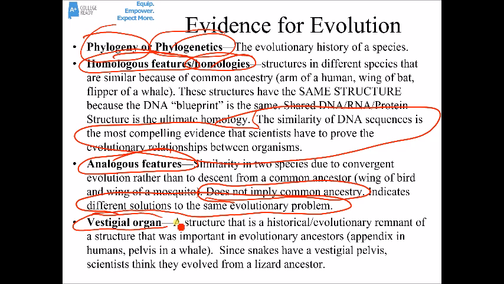Now, there are also structures called vestigial organs or vestigial structures. These are structures that are sort of a historical or evolutionary remnant of a structure that was important in evolutionary ancestors. Think about the appendix in a human or the pelvis in a whale. We think whales have a pelvis because their ancestors were four-legged, land-walking mammals, and that they still have that pelvis and maybe some small leg bones internally. Snakes, the same way. They have a vestigial pelvis and vestigial leg bones because we think their ancestors were four-legged, lizard-like animals.